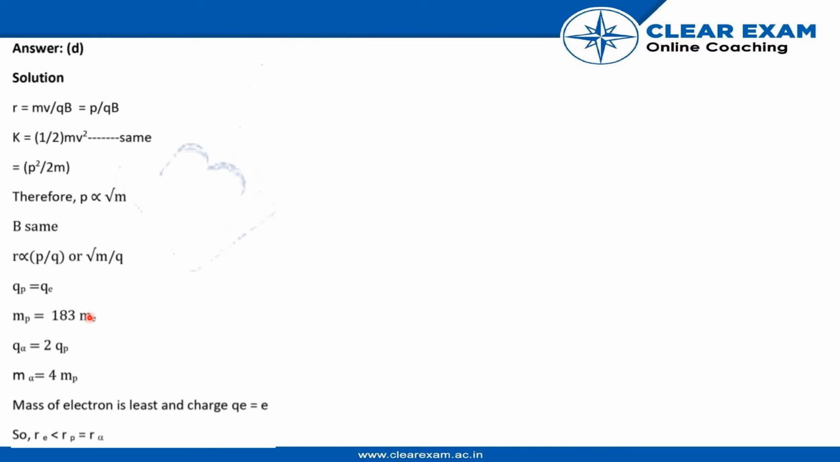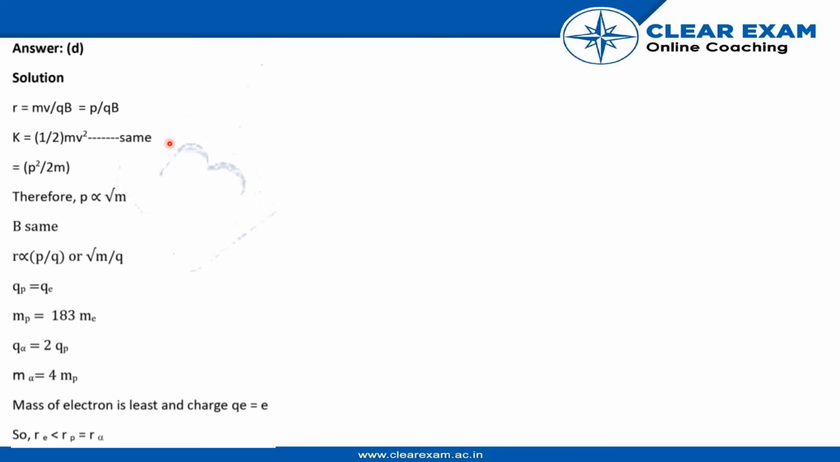To solve this question, you need to derive some relations. To derive them, we'll check the first equation, that is, for radius in a magnetic field, the formula is mv upon qB. That is, m is the mass, v is the velocity, q is the charge, and B is the magnetic field. mv is also known as momentum, which is denoted by symbol p. Hence, the formula is p upon qB.